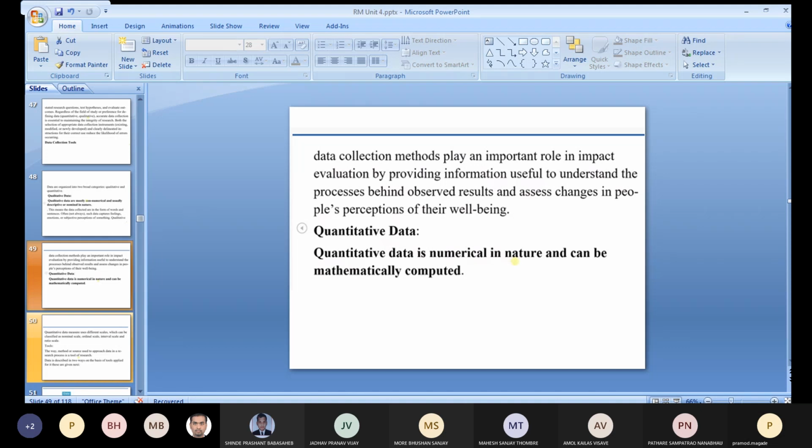Next one you can write, the quantitative data. Quantitative data.